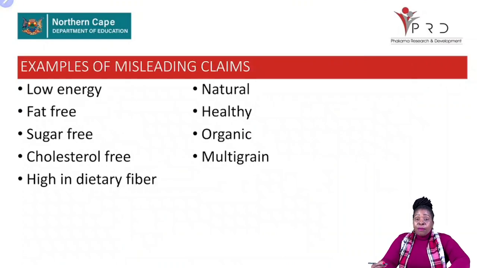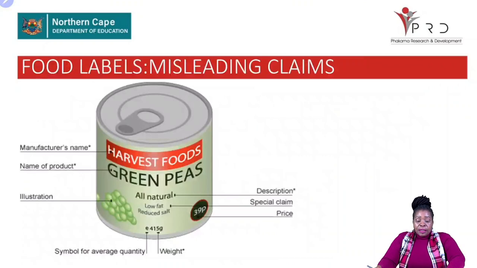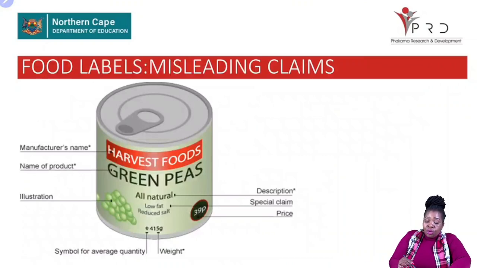And then I'll give you examples of misleading claims. Some of the food packages come written low energy, fat-free, sugar-free. Some are written cholesterol-free. Some are written high in dietary fiber. Or some are saying natural, some are saying healthy. How do you prove that this product is healthy? Some are saying organic and some are written multi-grain. So please take note of these misleading claims that are written on the labels of food, right?